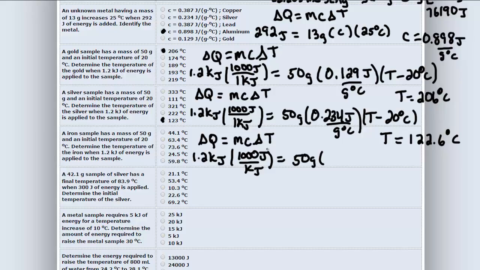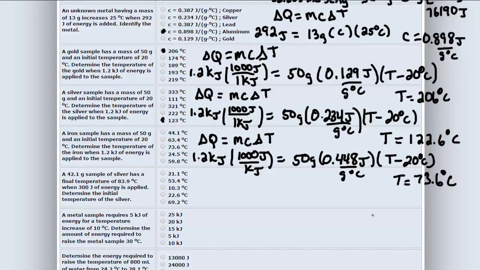And now we have to use that specific heat of iron, which is 0.448 joules per gram degree Celsius. Final temperature minus the initial temperature. Solve for the final temperature. So we take 1.2 times it by 1,000, and then we divide through by 50 and divide through by 0.448 equals, and then we have to add 20 degrees, 73.6.